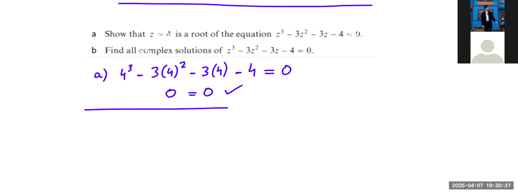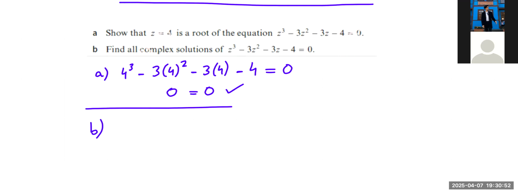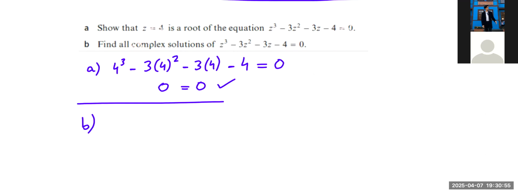Now for part B, it says find all complex solutions of this cubic equation. The thing is, you don't know how to factorize a cubic equation. Now I don't either. It's not something you're supposed to know by hand, I don't think, at any point in your life. So what do we do? To solve a cubic equation, or really any equation whose factorization method you don't know by hand, your only saving grace could be that you already know a root or a bunch of roots of that equation. Because we're expecting three roots to come out of this, right?